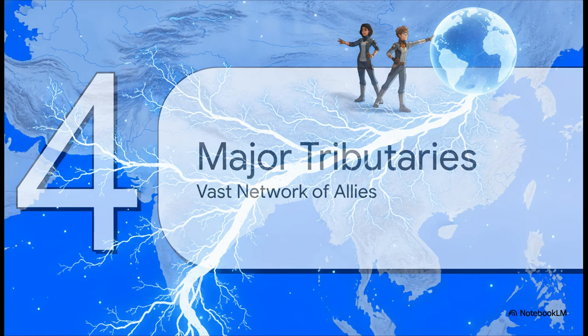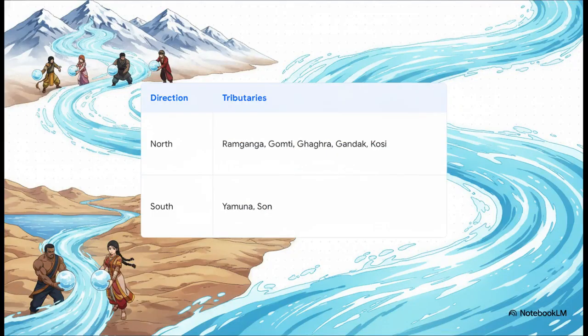So, the crucial point is, we need to look at Section 4, the major tributaries of the Ganga, the vast network of allies. Because here's the thing, the main river doesn't achieve this incredible scale all on its own. Pulling our 3D map way back to view the wider picture, let's categorize these allied rivers by their geographical entry points.